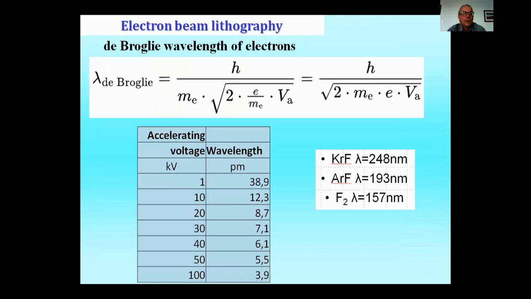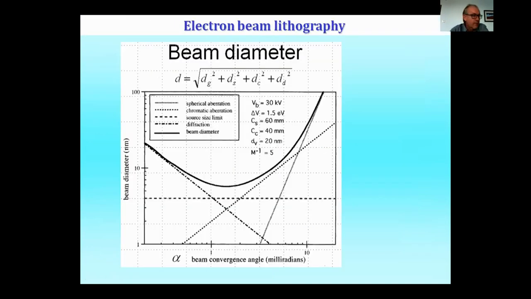So, we know how to calculate the wavelength of an electron by the de Broglie equation, where the accelerating voltage is important. If we compare it with excimer laser wavelengths, which are measured in 100 nanometers, then for electrons at various accelerating voltages, it is measured in picometers. So the wavelength is not a limitation for lithography. Unfortunately, there are aberrations. So in real electron beam machines, the minimal spot size is around 1 nanometer.